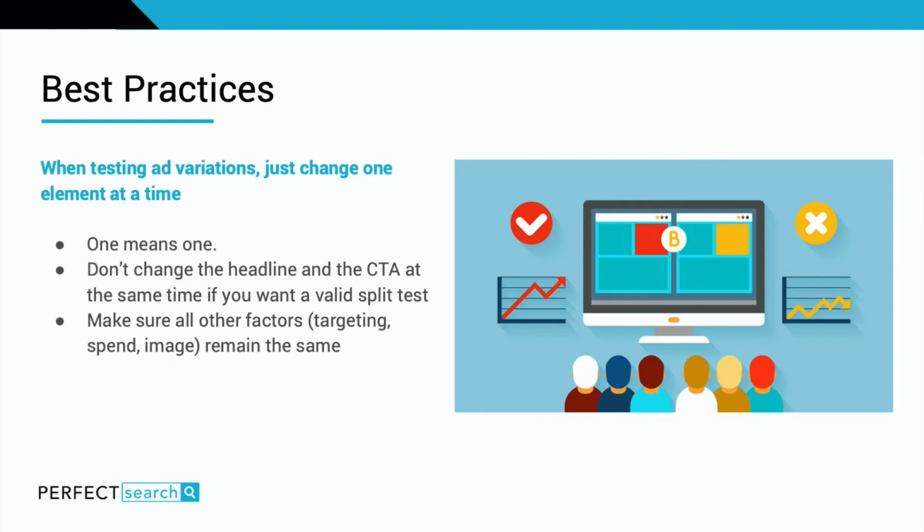You don't want to change the headline and the CTA at the same time if you want a really valid split test. In fact, you won't be able to see which is working or which is working to the detriment of your ad copy if you change more than one thing at a time. So make sure all your other factors, the targeting, the spend, the image, all remain the same as you A/B test different solutions, different headlines, and different CTAs.